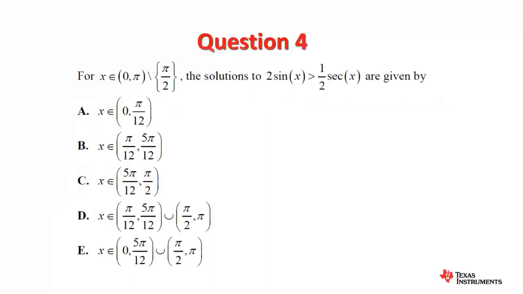Okay, moving on to the next question. So the next question talks about the solution of a trigonometric inequality. So we've got 2 sine of x being greater than half sec of x over the domain of 0 to pi, excluding pi over 2.